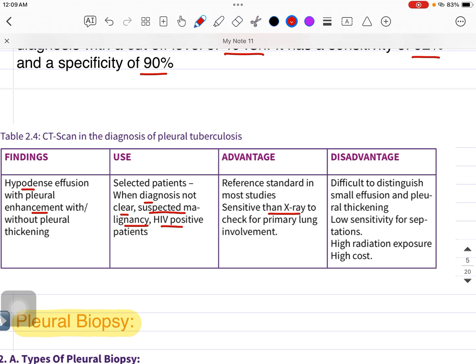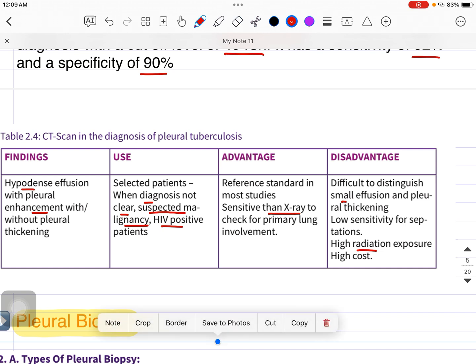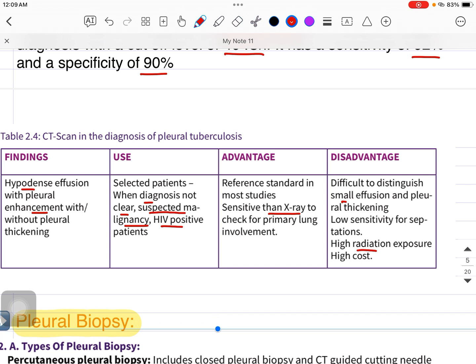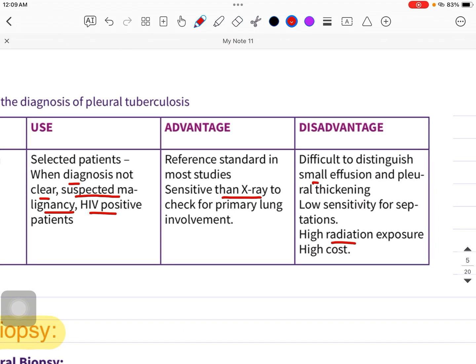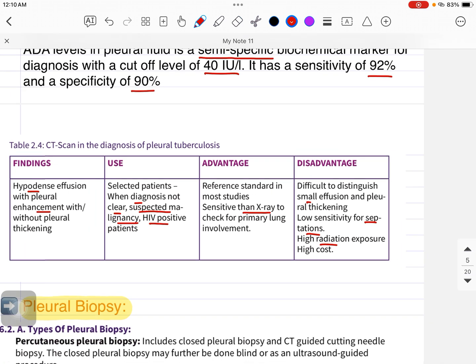lung involvement. But the disadvantage is that there is a high cost, high radiation exposure, and there is difficulty in distinguishing the small effusion from the pleural thickening. That is also a major point over here. There is also low sensitivity for septations. For septations, ultrasound shows good septations, not the CT scan and neither the chest X-ray. So it is difficult to distinguish between the small effusion and the pleural thickening. That is also a thing over there.